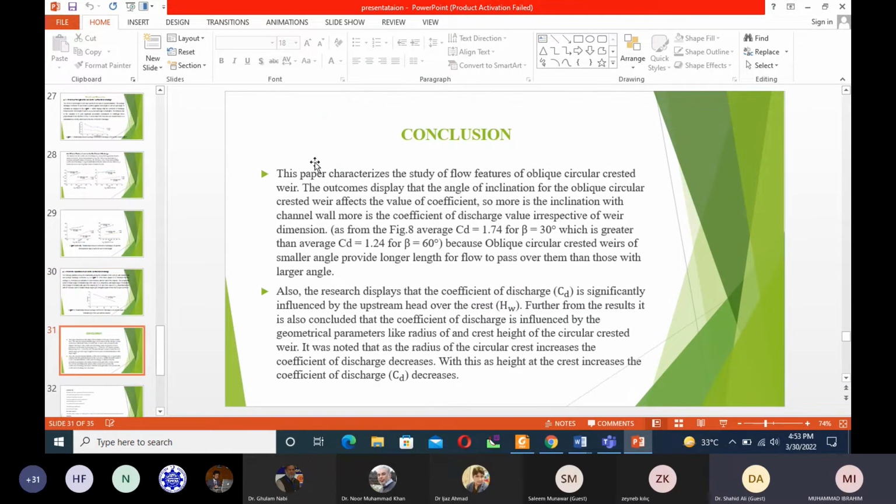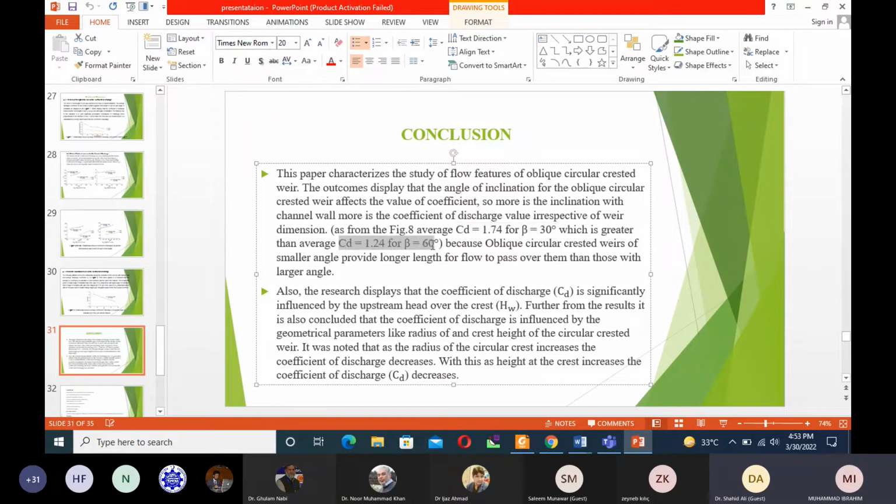The conclusion of this paper characterizes the study of flow features of oblique circular crested weir. The outcome displays that the angle of inclination for oblique circular crested weir affects the value of the coefficient of discharge. So the more the inclination with the channel wall, the more the coefficient of discharge. For 30-degree angle, the coefficient of discharge is 1.74, while for 60-degree angle, it is 1.24.